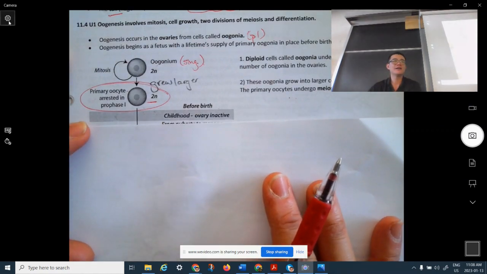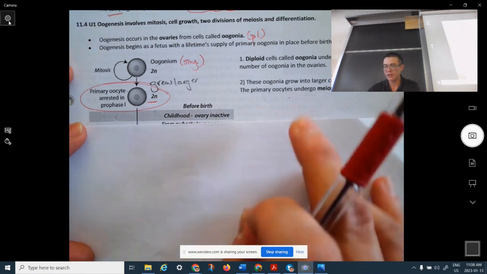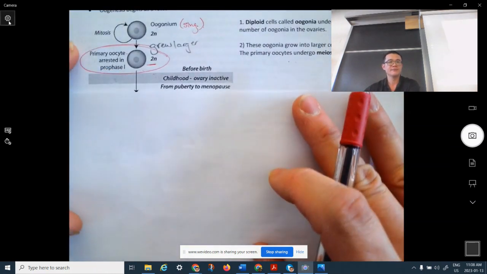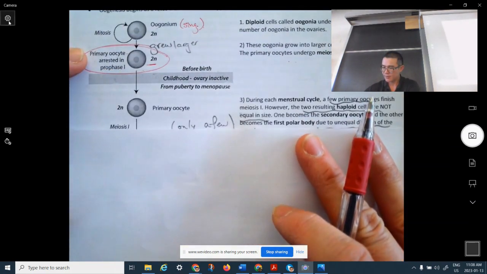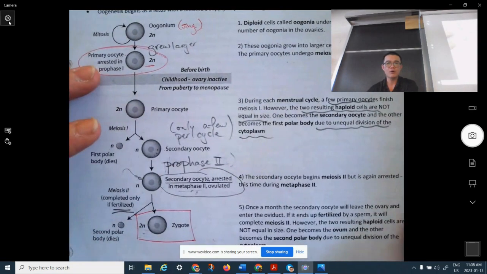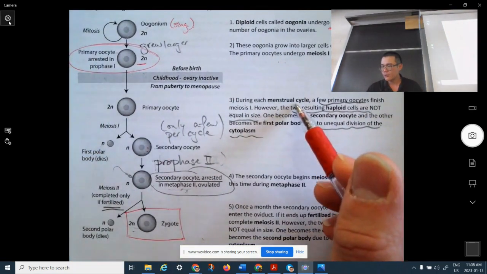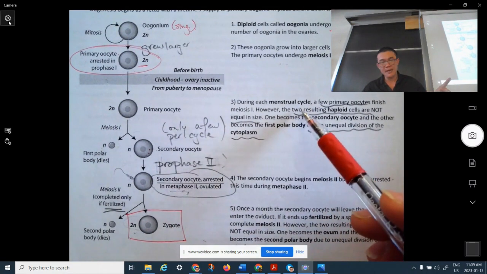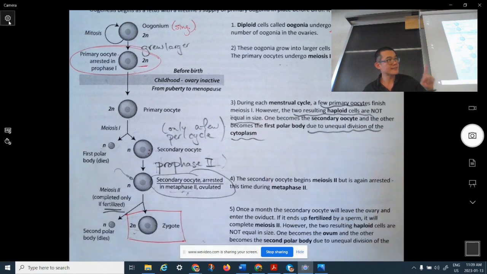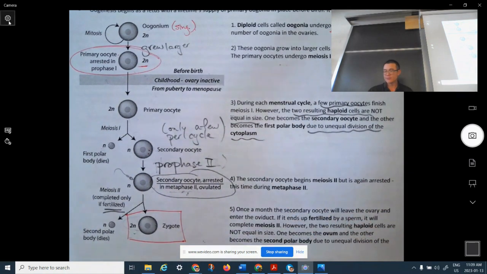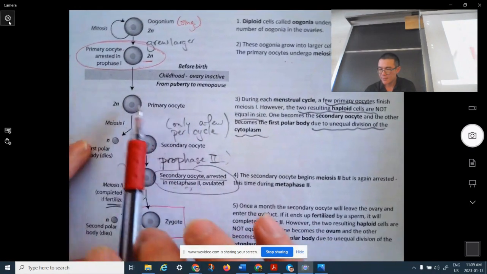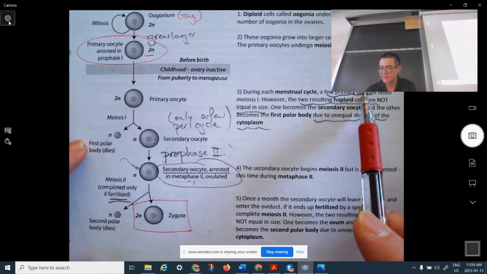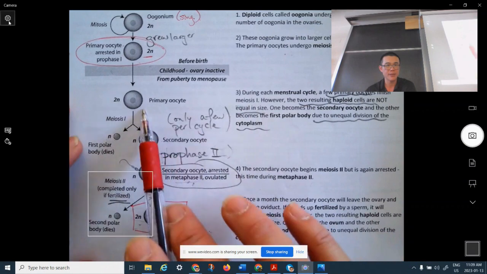Nothing happens during childhood. The ovaries are inactive, so to speak. Starting at puberty, for each menstrual cycle, this is the part where earlier, Mia, you were asking about polar bodies. This is the part that happens in girls. So in this case, once a month, a few oocytes will go through meiosis 1. Only a few.